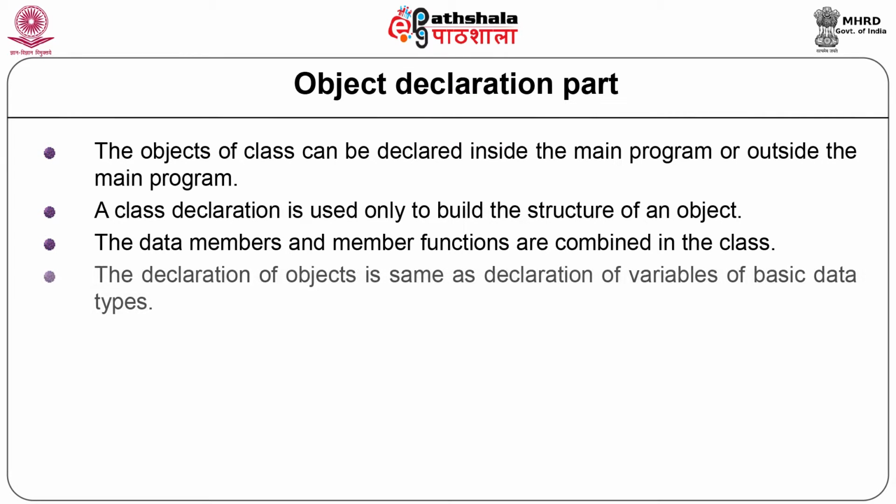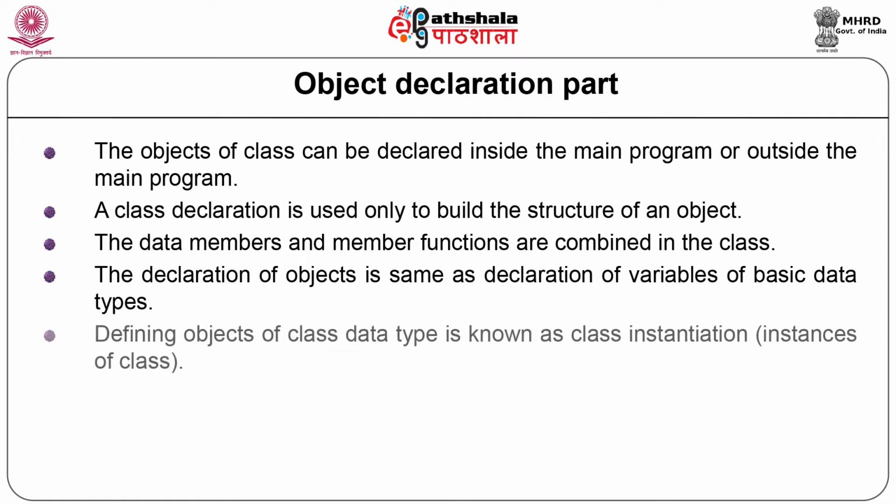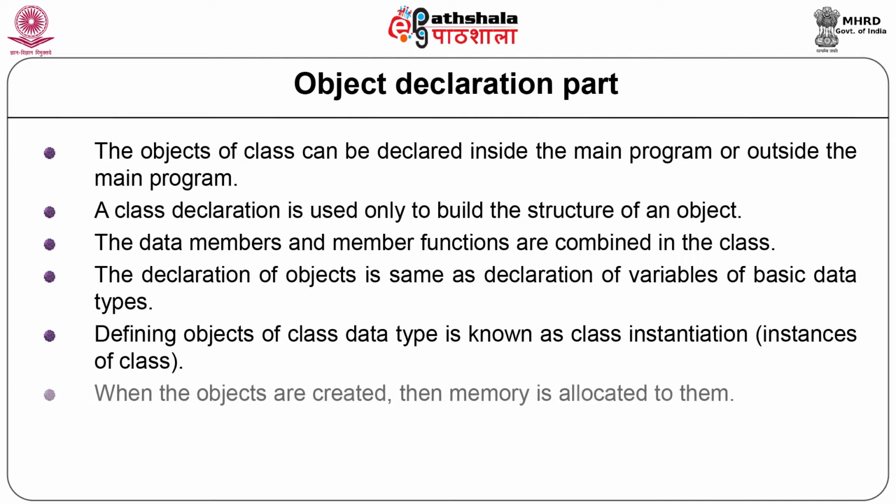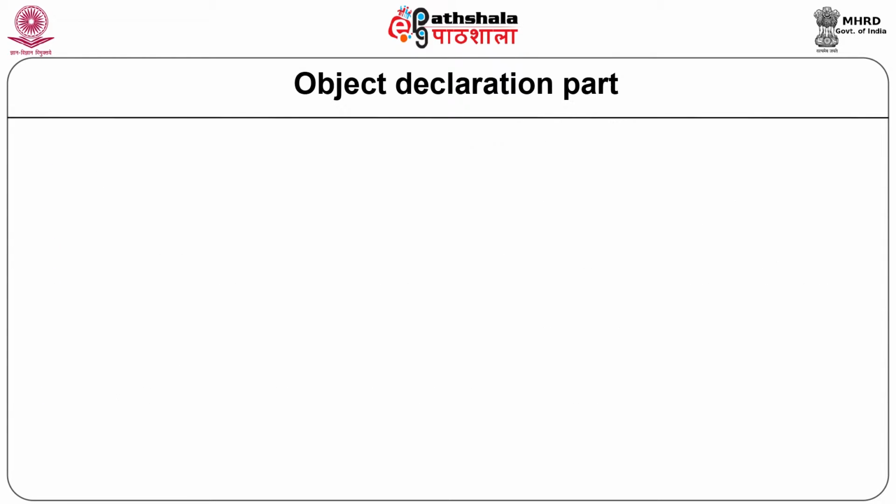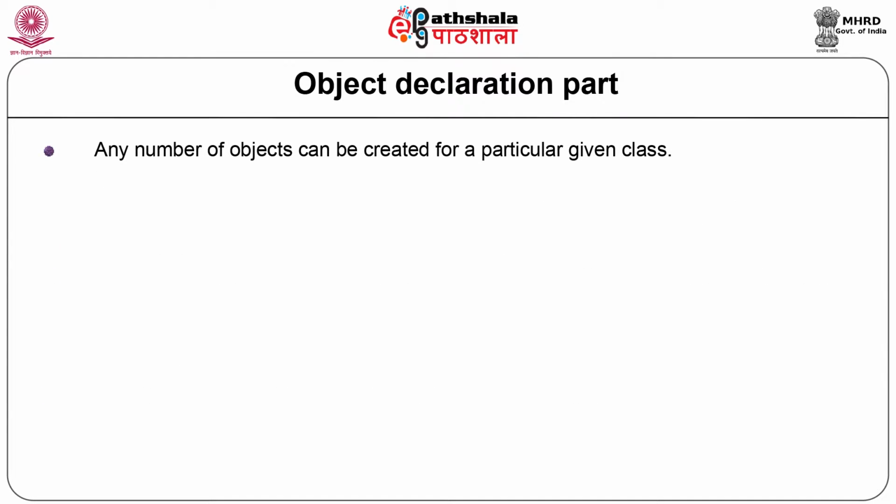The declaration of objects is the same as the declaration of variables of basic data types. Defining objects of class data type is known as class instantiation, an instance of a class. In C++, the class variables are known as objects. When the objects are created, then memory is allocated to them. Any number of objects can be created for a given class.